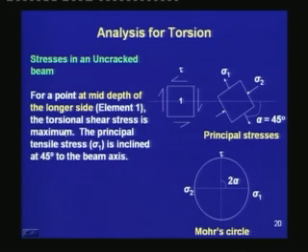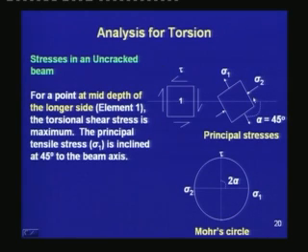For a point at mid depth of the longer side, which is denoted as element 1, the torsional shear stress is maximum. This element is under a pure torsional stress. We are not considering any stress due to warping. The principal tensile stress sigma 1 is inclined at 45 degree to the beam axis. For this state of pure torsion, the principal tensile stress sigma 1 is inclined at an angle alpha which is equal to 45 degree, and the principal tensile stress is denoted as sigma 1, and the principal compressive stress is denoted as sigma 2.